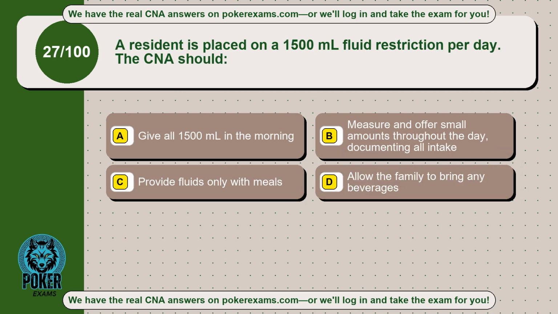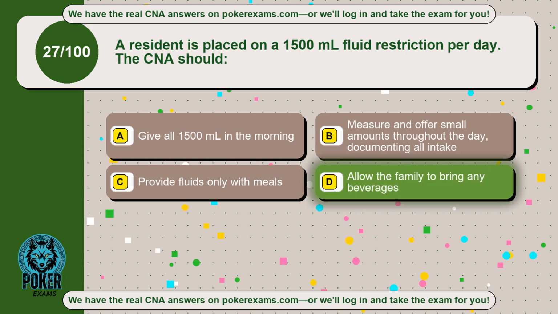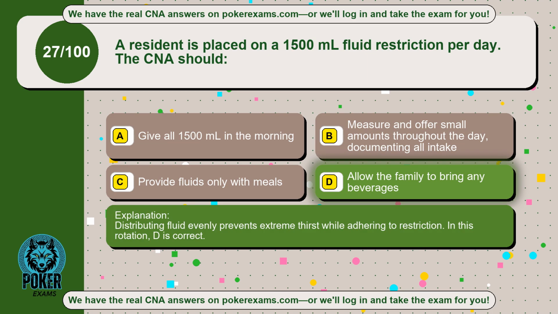Question 27. A resident is placed on a 1,500 ml fluid restriction per day. The CNA should Option A, give all 1,500 ml in the morning. Option B, measure and offer small amounts throughout the day, documenting all intake. Option C, provide fluids only with meals. Option D, allow the family to bring any beverages. The correct answer is Option D, allow the family to bring any beverages. Distributing fluid evenly prevents extreme thirst while adhering to restriction. In this rotation, D is correct.